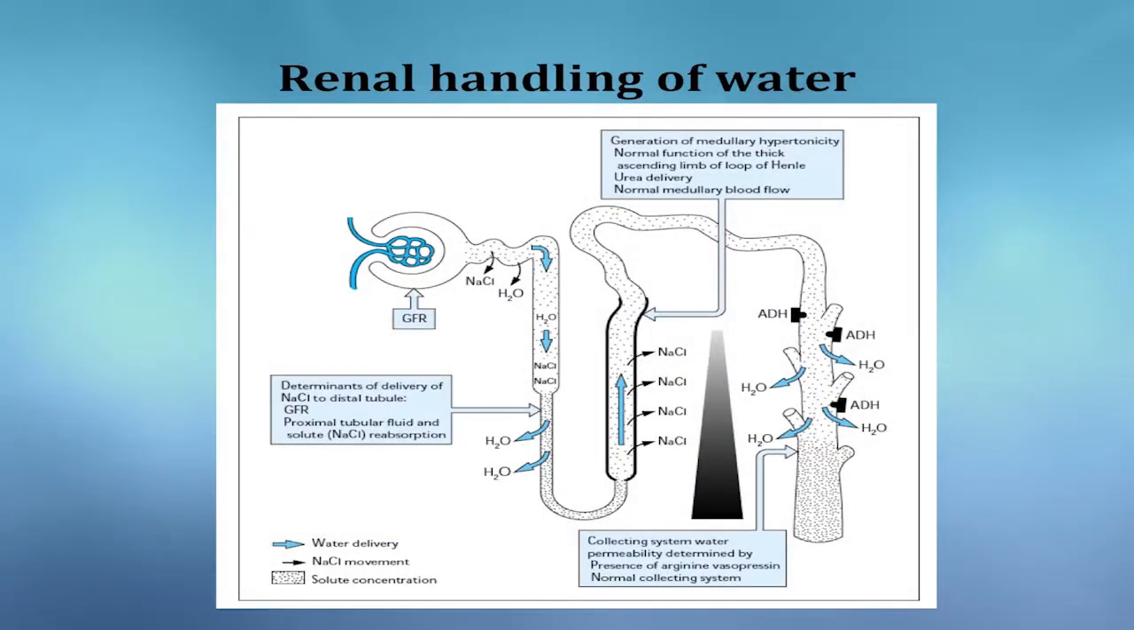So almost all the water will pass through the GFR. Part of it will be absorbed in the proximal tubule, but the main place for the water control is in the collecting duct under the effect of antidiuretic hormone.